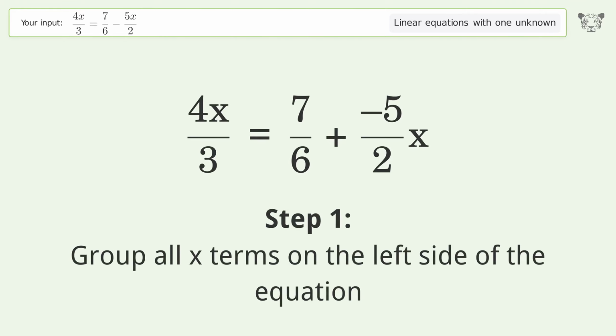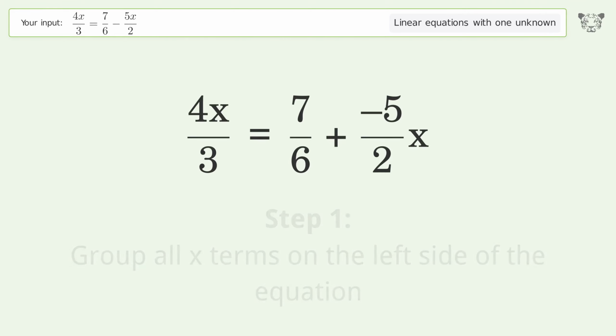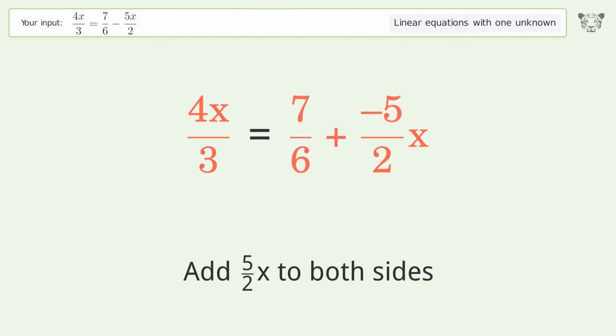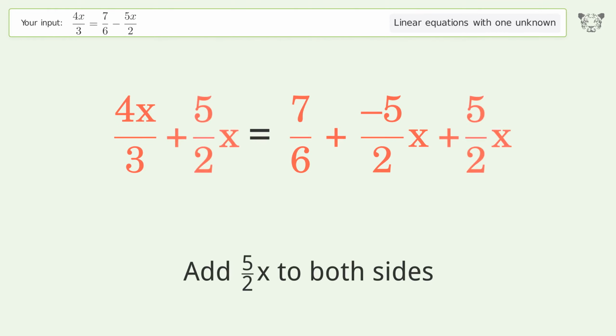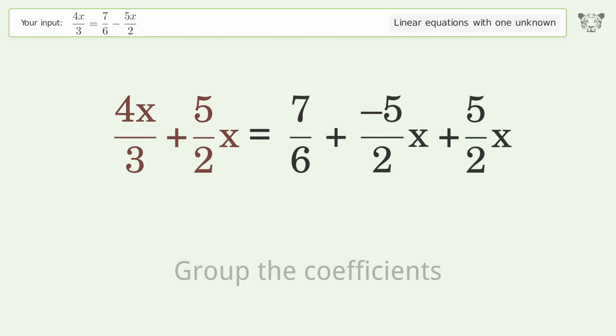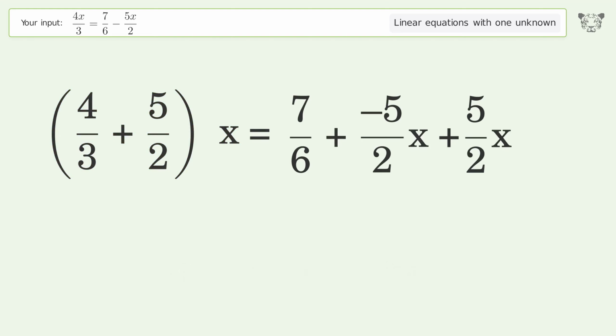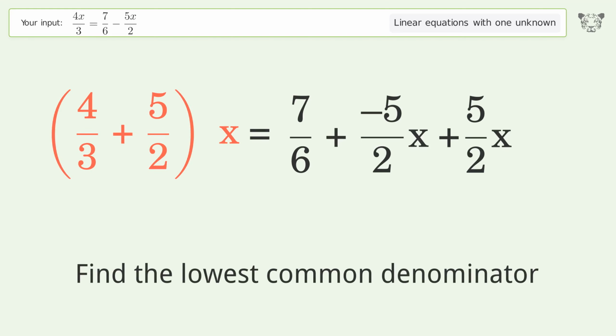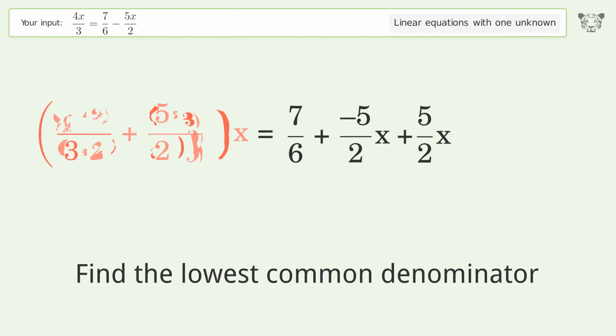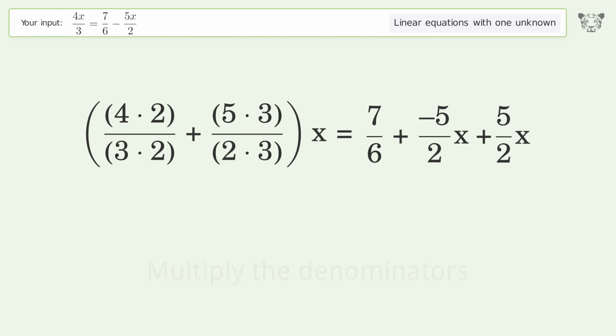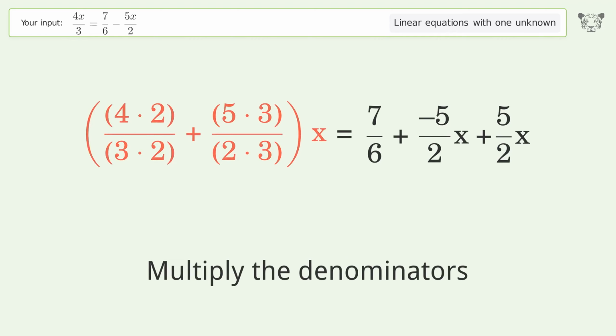Group all x terms on the left side of the equation. Add 5/2x to both sides. Group the coefficients. Find the lowest common denominator. Multiply the denominators.